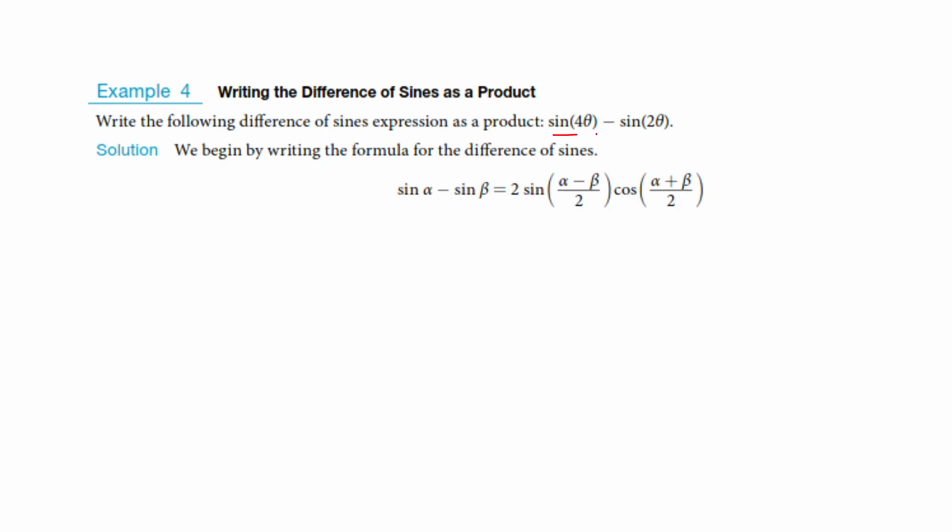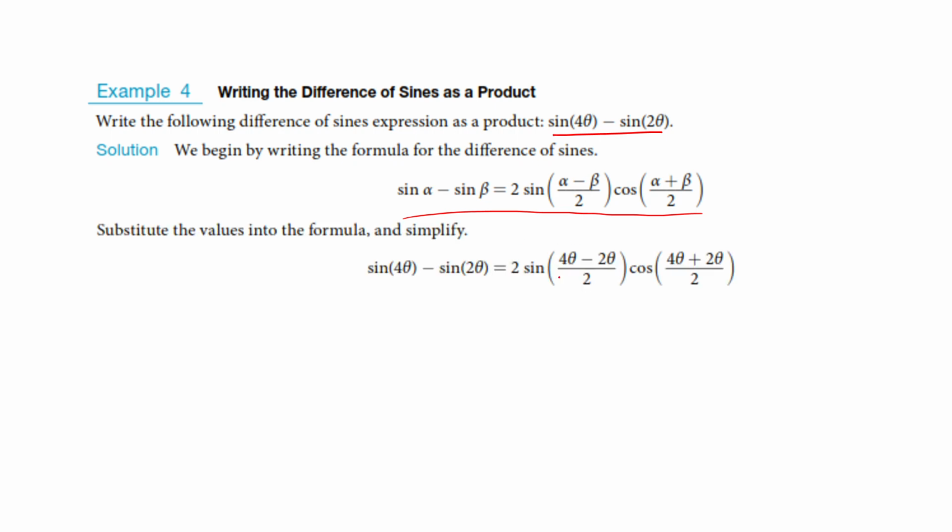So if I see I have the difference here of two distinct sine functions, here's my formula off my formula sheet. All I got to do is plug and chug here. My first angle was 4 theta, my second angle is 2 theta. Plugging that in and simplifying, I get down to this.